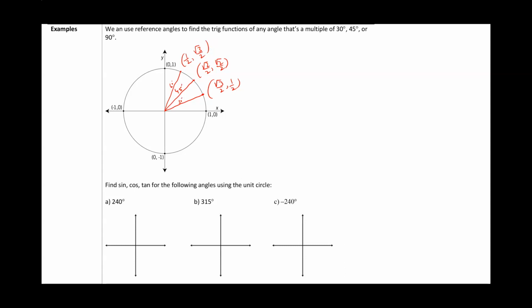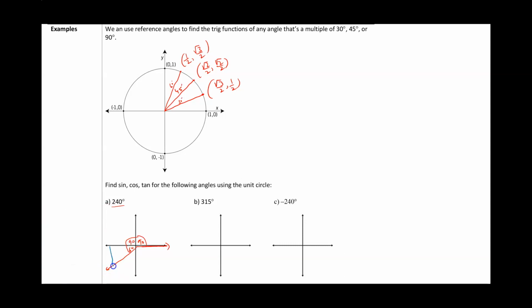All right, so here's some examples. Find the sine, cosine, tangent for the following angles using the unit circle. So I'm going to use this unit circle here. The first thing we have to do is sketch this angle, 240. So this is going to be the initial side, which is 0. We go by 90, so we have 90 plus 90 is 180, and 180 plus 60 is going to be 240. Then we find our reference angle.